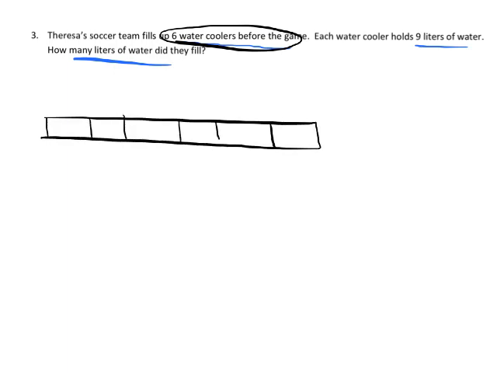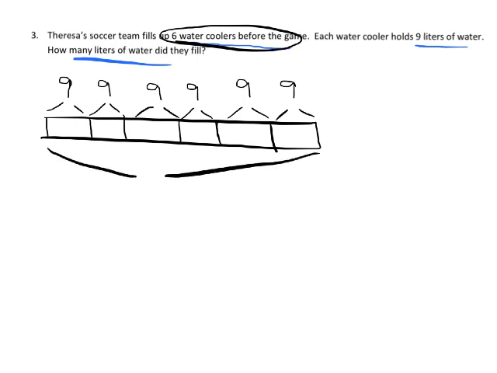And we're going to cut it up into 6 equal-sized sections because they're identical water coolers, and each water cooler holds 9 liters. 9. And we don't have to label all of them, but I'm going to because I have to draw 6 of them. And then the question is, what is the total? So this is one of those classic tape diagrams that suggests either multiplication or division because all of the pieces are equal-sized.